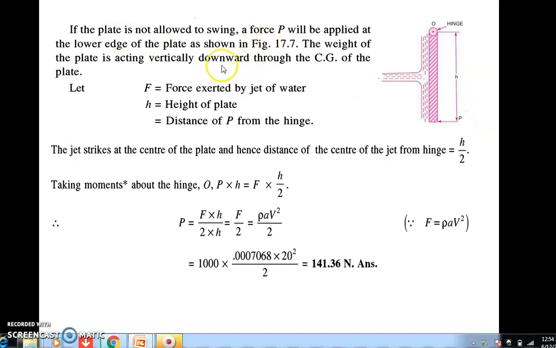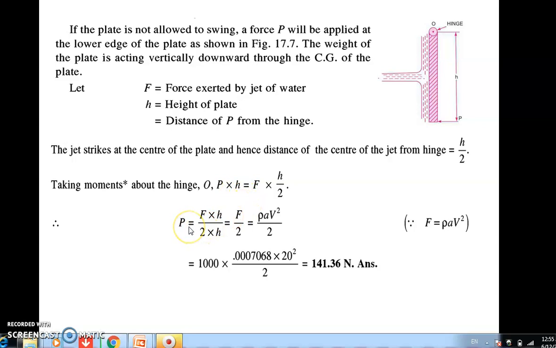For this force P, you can simply apply the moment equation, taking moments about the hinge O and taking equilibrium conditions, and you can calculate the force P. So Fx into this distance will be equal to P into this distance. That will be the equilibrium condition. Fx is nothing but F, into this distance which is h by 2, and P into h, taken in the anticlockwise direction.